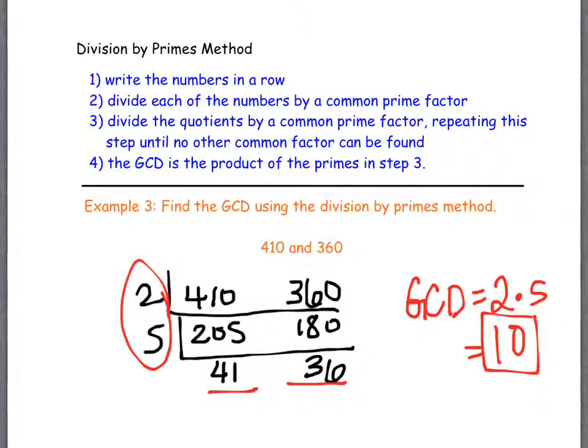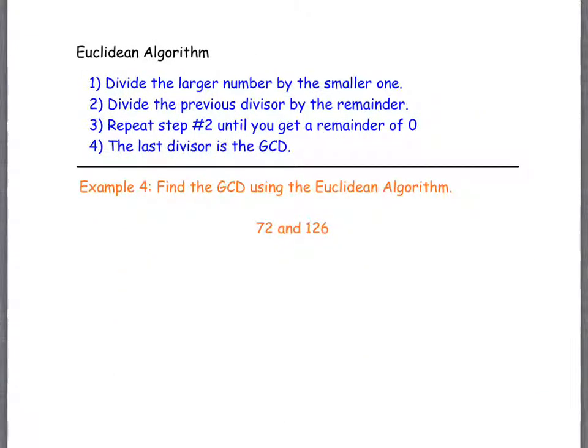All right, the last one in this section is the Euclidean algorithm. I think I have time to do it with you. We'll see. The Euclidean algorithm is probably the most different and unique of them. What you do is divide the larger number by the smaller one, and then you divide the previous divisor by the remainder. You repeat step 2 until you get a remainder of 0, and the last divisor is the greatest common divisor. It sounds like there's a lot of terminology there. The process itself is not very difficult.